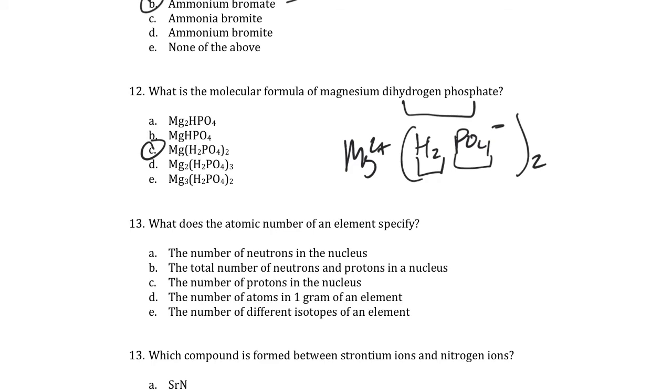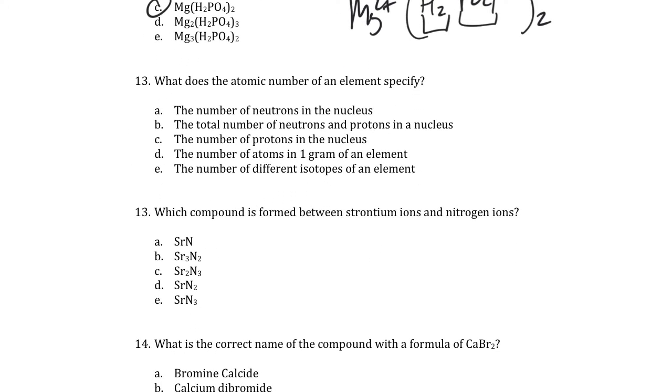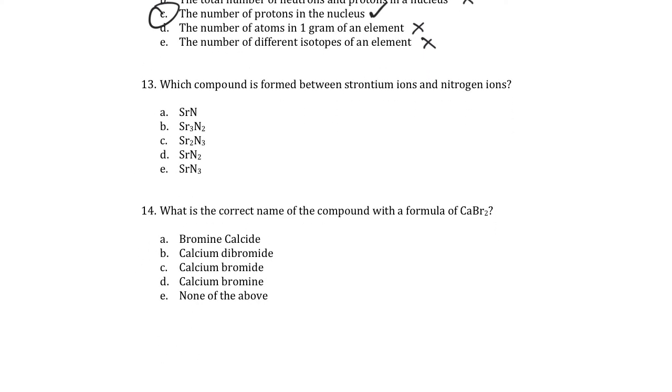What does the atomic number specify for an element? The number of neutrons in the nucleus? Nope. The total number of neutrons and protons in the nucleus, that's the mass number. The number of protons in the nucleus, that's true. The number of atoms in 1 gram of an element, that's just nonsense. The number of different isotopes of an element is also just nonsense, we don't track that number per se. So this would just be the number of protons in the nucleus.